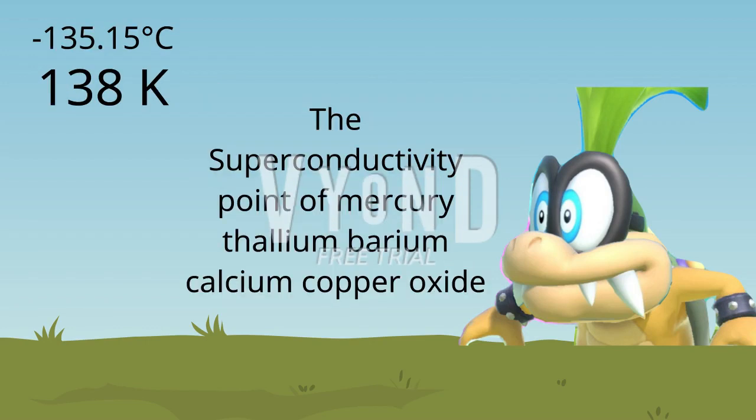The superconductivity point of mercury thallium barium calcium copper oxide, a compound containing 1 mercury atom, 1 thallium atom, 1 barium atom, 1 calcium atom, 1 copper atom, and 1 oxygen atom, is -135.15 degrees Celsius, or 138 Kelvin.